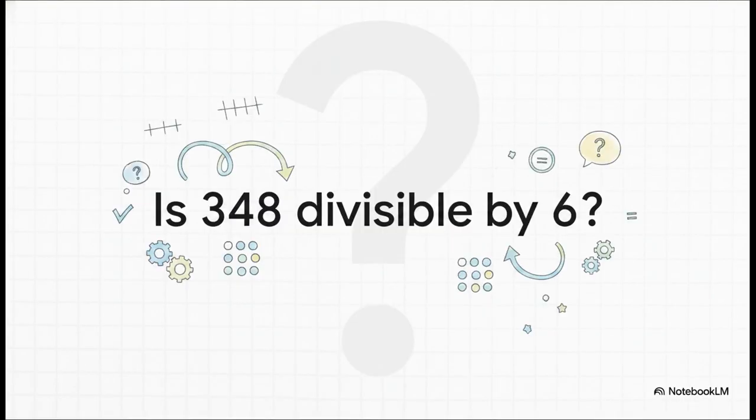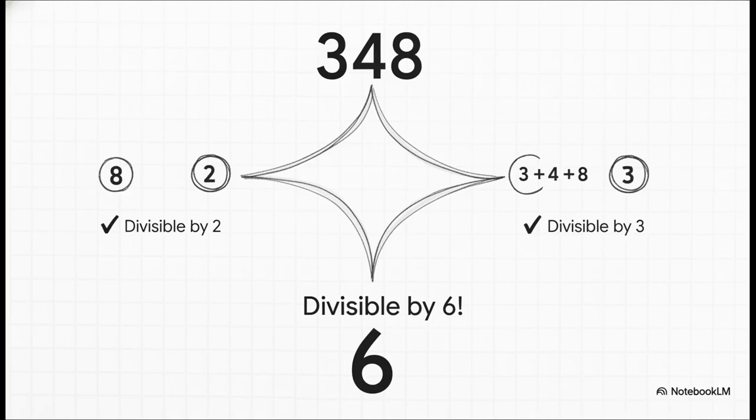Let's put this combo to the test. Is 348 divisible by 6? We need to run 2 super quick tests in our head. Ready? Test number 1, the rule of 2. 348 ends in an 8, which means it's an even number. Boom, it passes the rule of 2. Test number 2, the rule of 3. We add the digits together. 3 plus 4 plus 8 equals 15. Is 15 divisible by 3? Yep, sure is. Since it passed both tests, meaning it's an even number that also passes the sum of digits trick, it is a massive yes for 6.